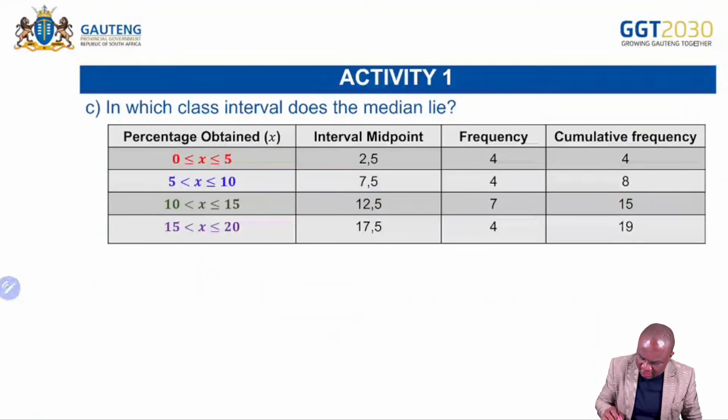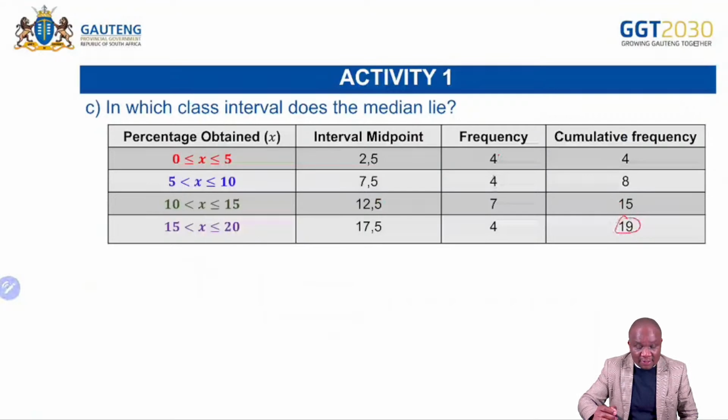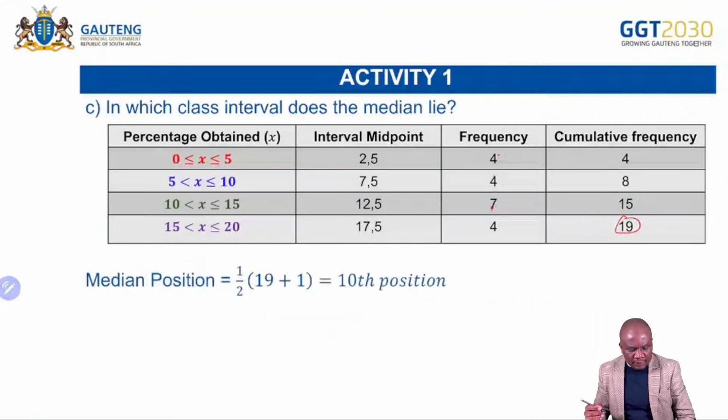Our n is 19. We can even get it from the cumulative frequency there, or we add this. 4 plus 4 is 8. 8 plus 7, 15. 15 plus 4, 19. So it means there are 19 data items. So our midpoint position is the 10th position. So it means after arranging these marks, it should be the 10th mark.